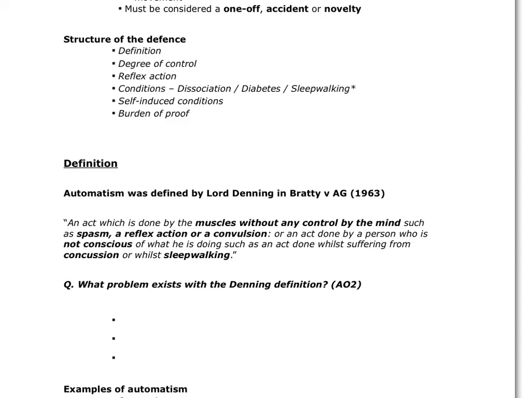Okay, so question: what problems exist with the Denning definition? Which is AO2. Number 1, it is outdated. So if you see there the inclusion of sleepwalking, sleepwalking now is predominantly deemed insanity. It can be automatism, but certainly it can be considered more so insanity in the UK. So number 1, outdated. Number 2, as I previously referred to, it's not medical.